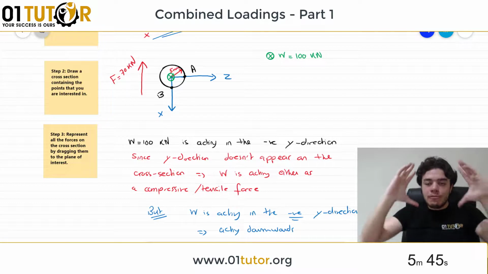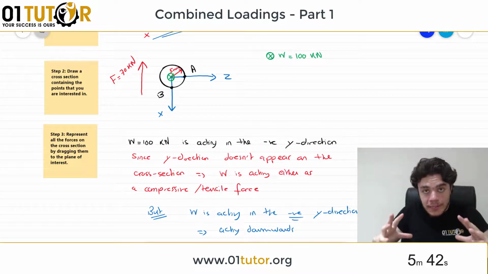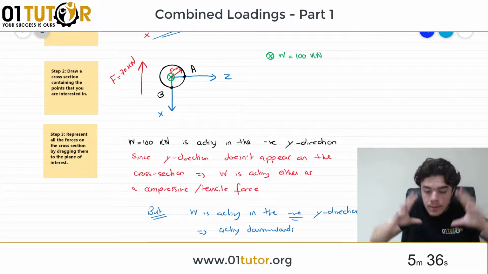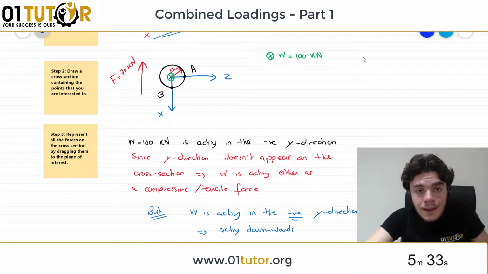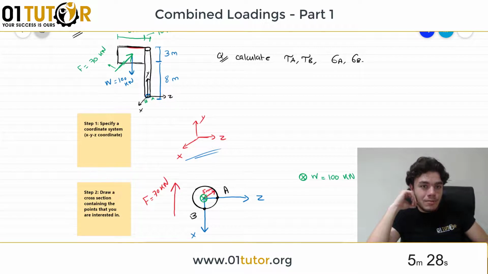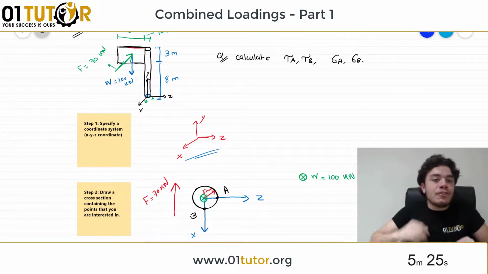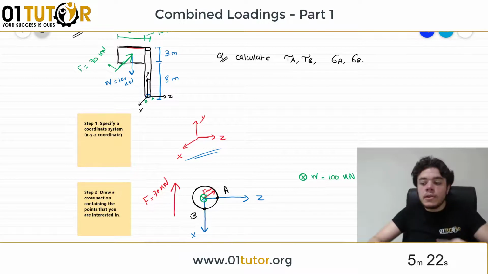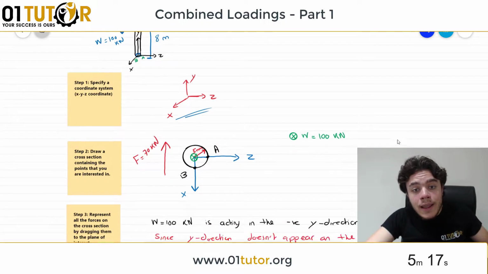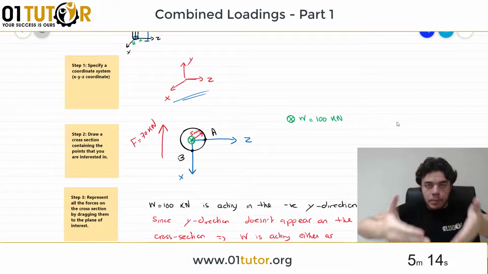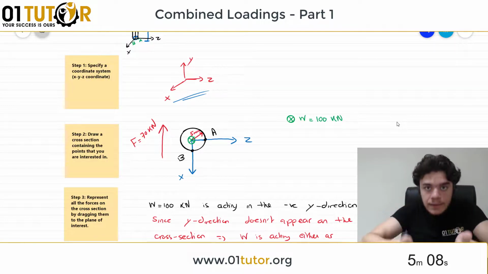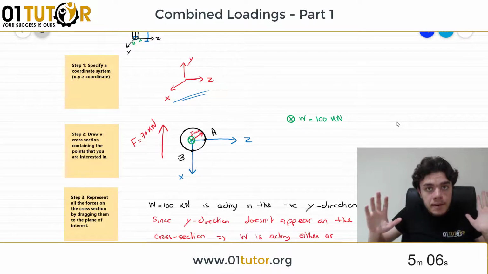Alright, this is step 3. After you specify the coordinate system and draw the cross section with respect to the coordinate system that you specified, you drag all the forces coming from the system to this plane by reasoning in which direction the force acts with respect to the coordinate system that you chose. For example, here F equals 70 kilonewtons acts in the negative X, so on the cross section we put it in the negative X direction. W is in the negative Y. Since Y doesn't appear on the figure and the positive Y convention is as chosen, W is acting in compression. Okay? This is step 3.